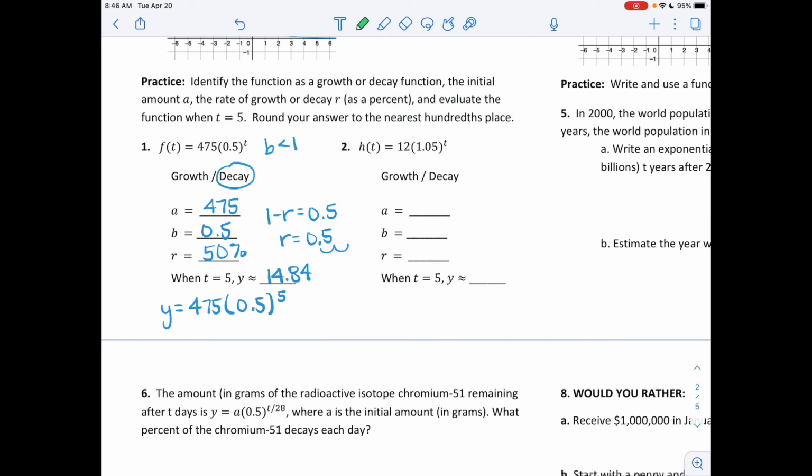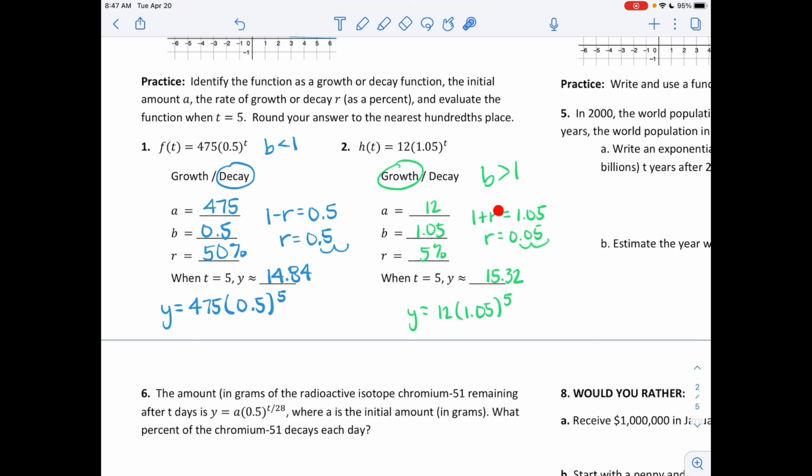So I would actually like you to try this one on your own and then come back here and see how you did. All right, the first thing you should look at is this number in parentheses right here, and because it is bigger than 1, greater than 1, we are a growth function. And now let's identify the parts and pieces. A is the number in front outside of parentheses, 12. B is the number in parentheses, 1.05.